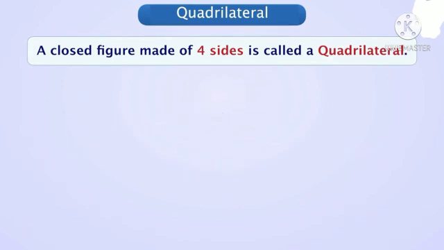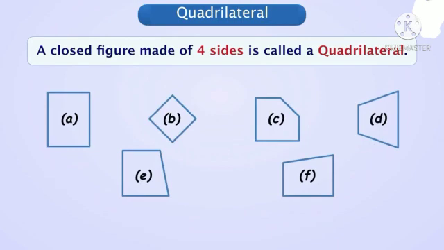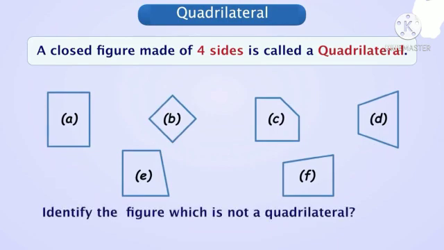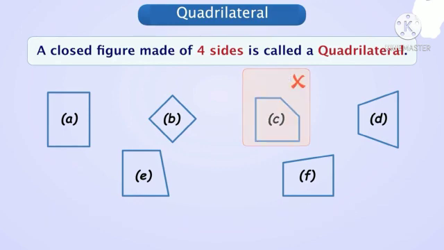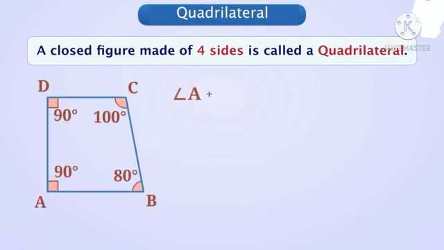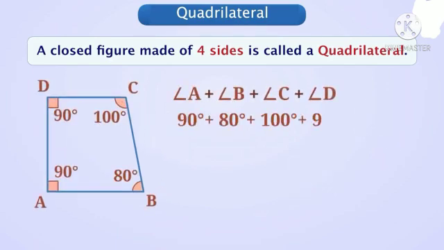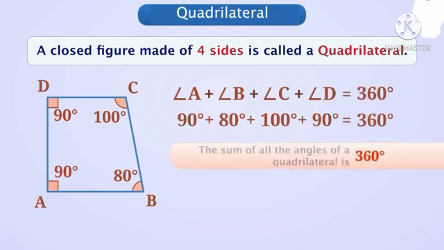Observe the given figures. Among these, one figure is not a quadrilateral. Can you tell me which one? Think for a while. Yes, figure C is not a quadrilateral. Let us ignore this. If you take any quadrilateral and add the measures of its angles, then the answer will be 360 degrees. This is true for each quadrilateral. Therefore, we can say that the sum of the angles of a quadrilateral is 360 degrees. This is an important property of a quadrilateral.